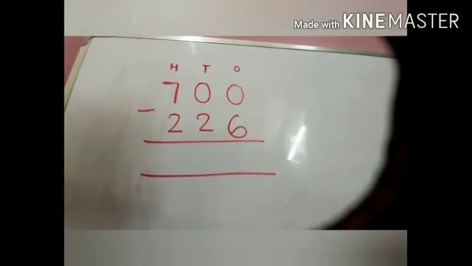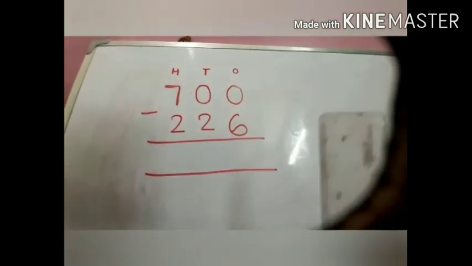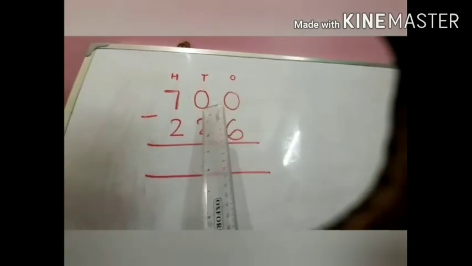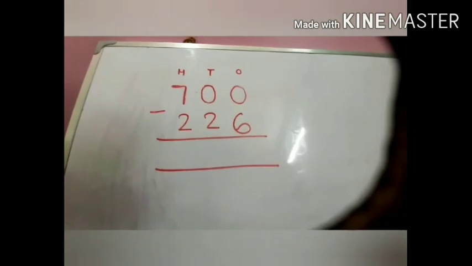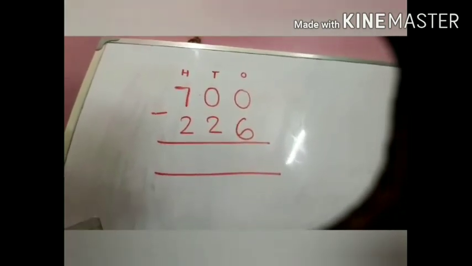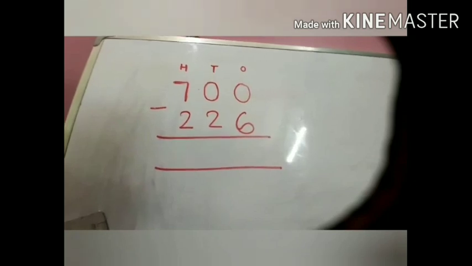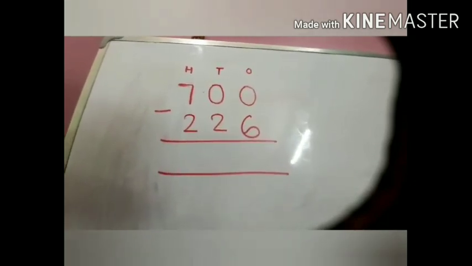In this case, in the ones place I am having 0 and I have to take away 6 from it. Is it possible? Not possible. So what do I have to do? I have to borrow from the tens place. But the tens place also has 0. So how is it possible? This is a bit quite difficult, isn't it? But no, nothing difficult. Just observe what I am saying and doing.